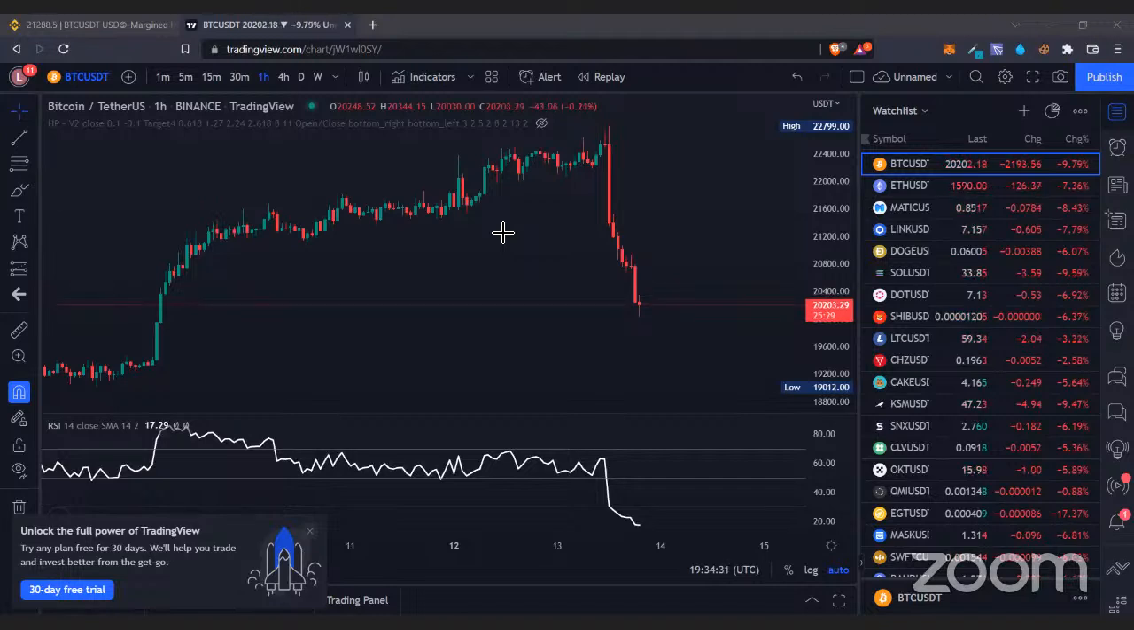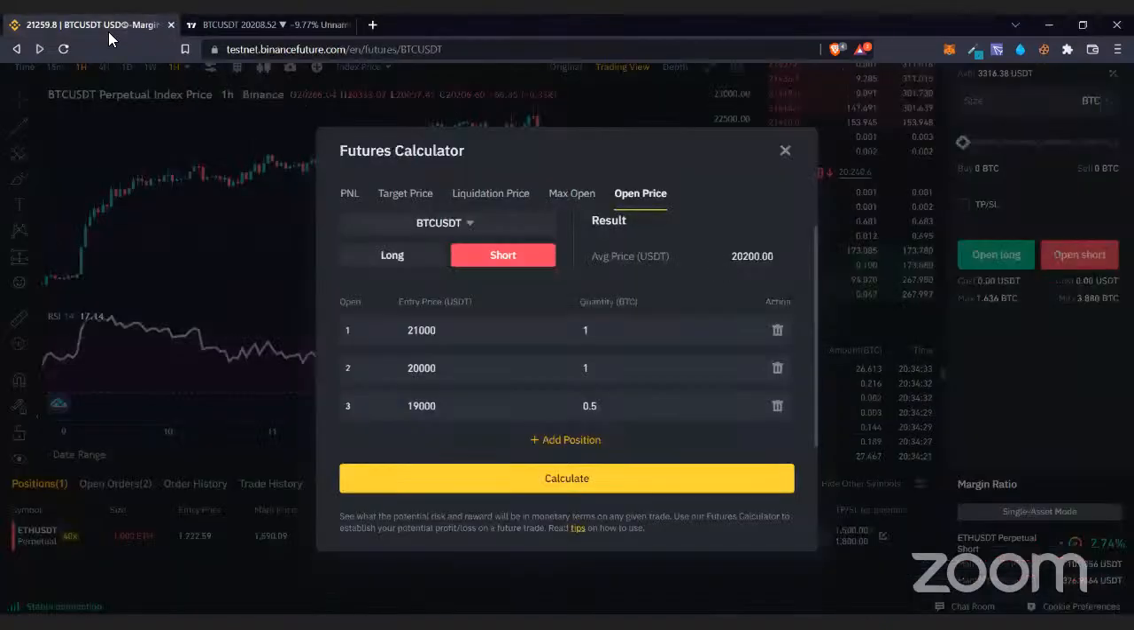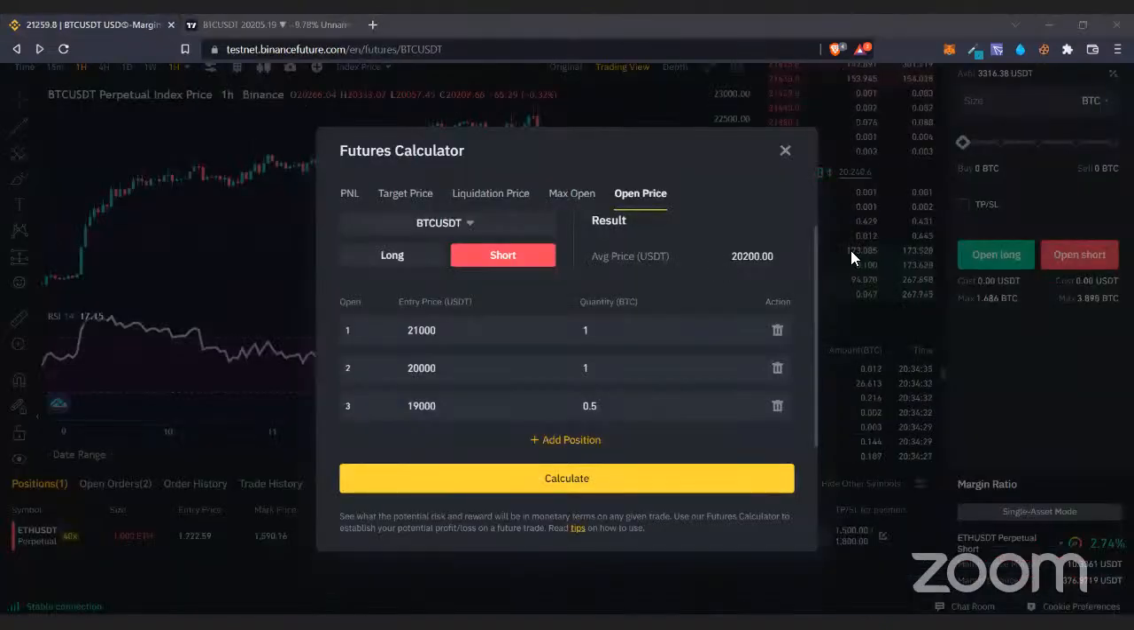The interface on the phone, definitely the interface on the phone will be different. So it has to be different. It can't just be the same. So I don't know the difference you noticed, but everything you saw here, okay, everything you saw here is on the phone. Everything I showed you, okay, let's say you want to do calculation for P&L is on the phone, target price, liquidation price, max price, open price, all of these are on the phone.